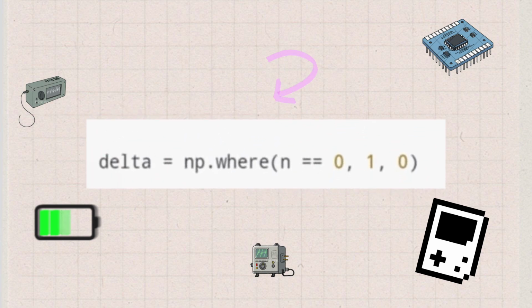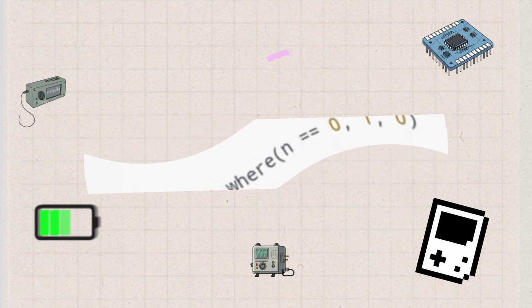Step 3. Generating the discrete time signals. Let's go through each signal one by one. A. Unit impulse signal. These lines create a signal that is 1 only at n equal to 0 and 0 everywhere else. It's also called a Kronecker delta. In signal processing, it's used to represent a single instantaneous pulse. So when we plot it, you will see one spike at n equal to 0.